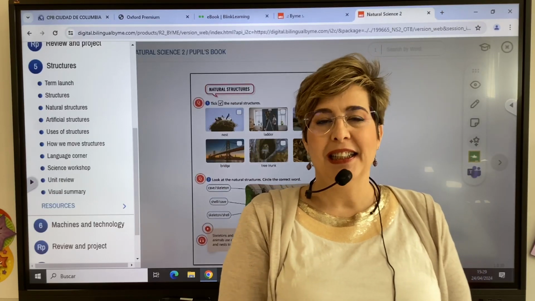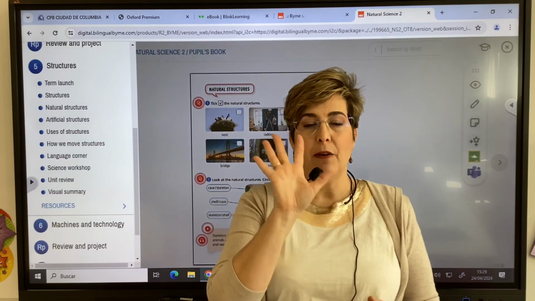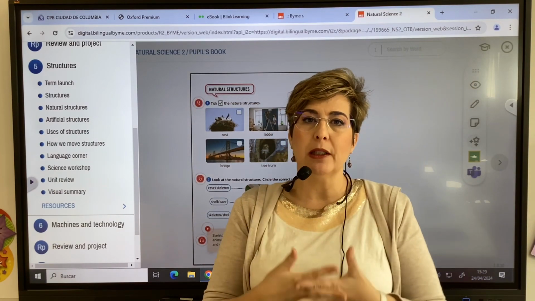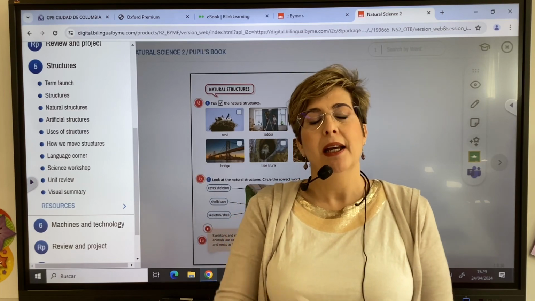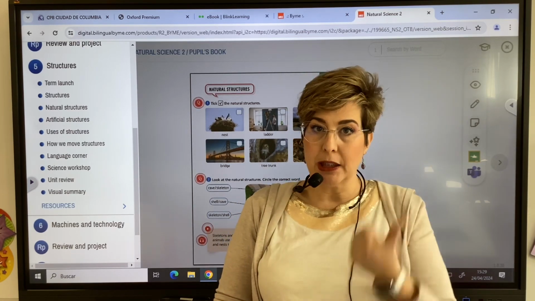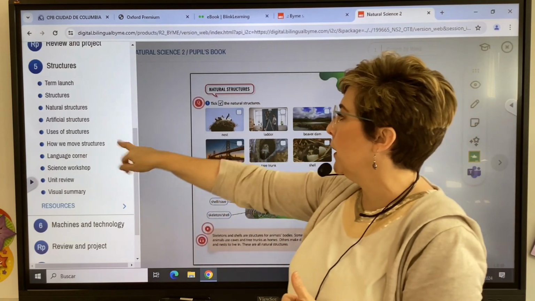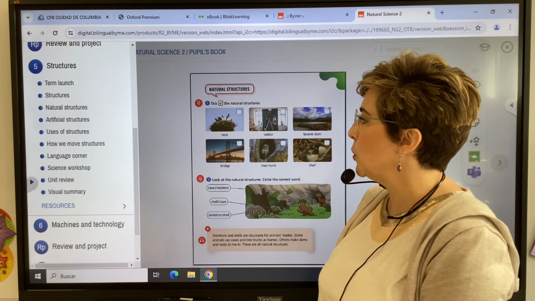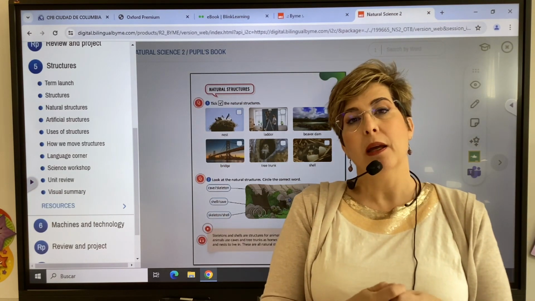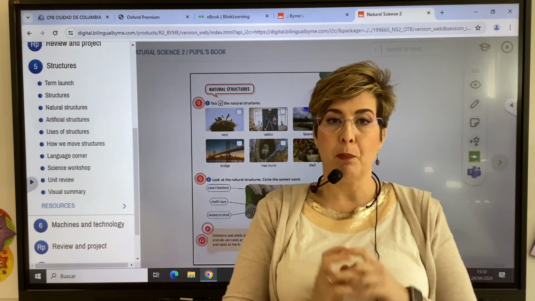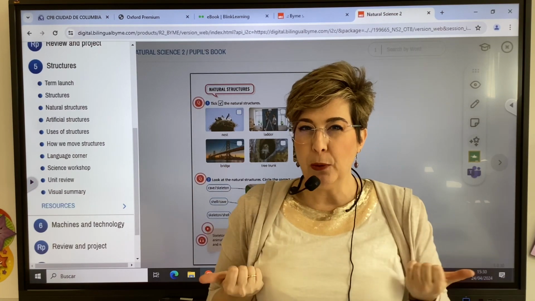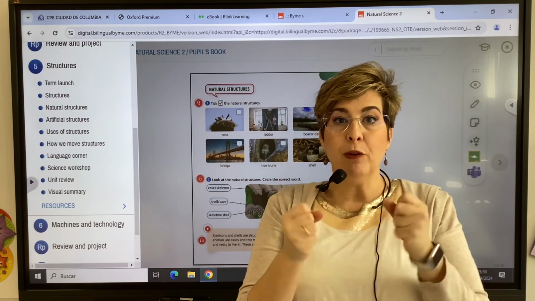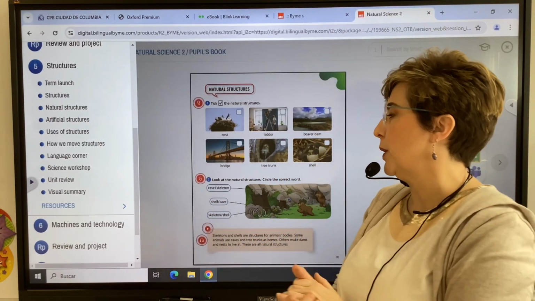Hello everybody, this is year 2, unit 5, natural science, and in this unit we are going to talk about structures. Natural structures, artificial structures. We are going to talk about uses of structures. We are also going to talk about how we move structures. If we push, if we pull, if we bend, different movements that we do with the structures, okay?